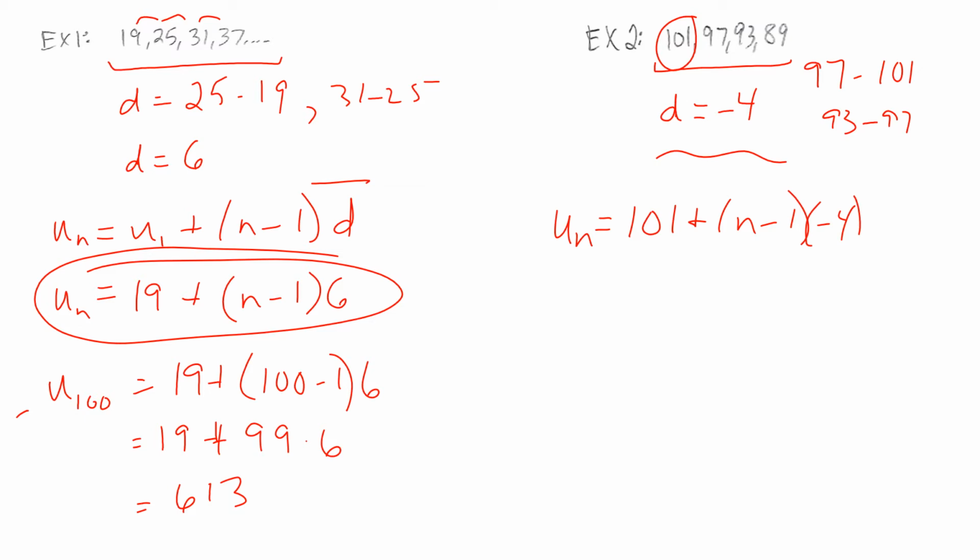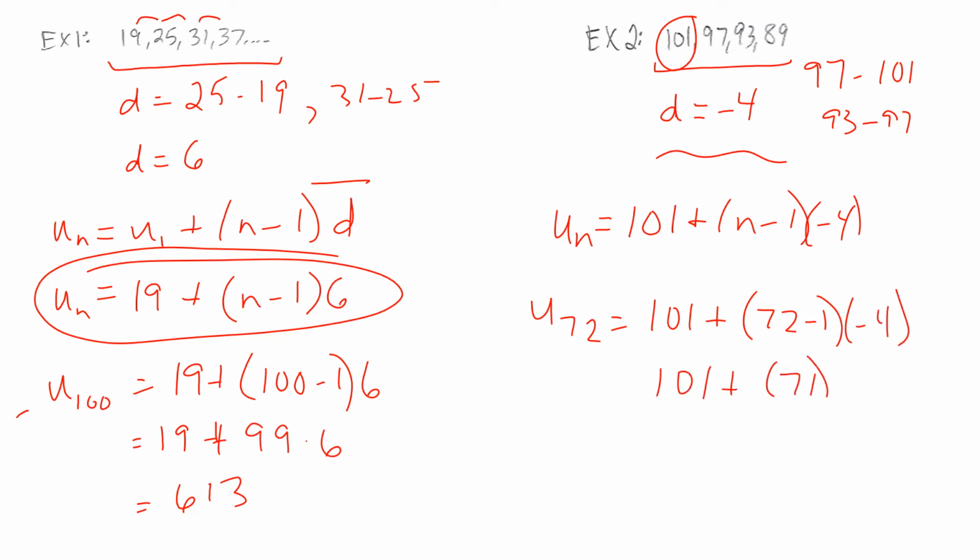And be careful that you just remember that's multiplied there. So again, let's say I want to find the 72nd term. All I got to do is plug in and simplify. So 4 times 71, that would be -284 plus 101, -183. And that would be a giant pain to list all those out.